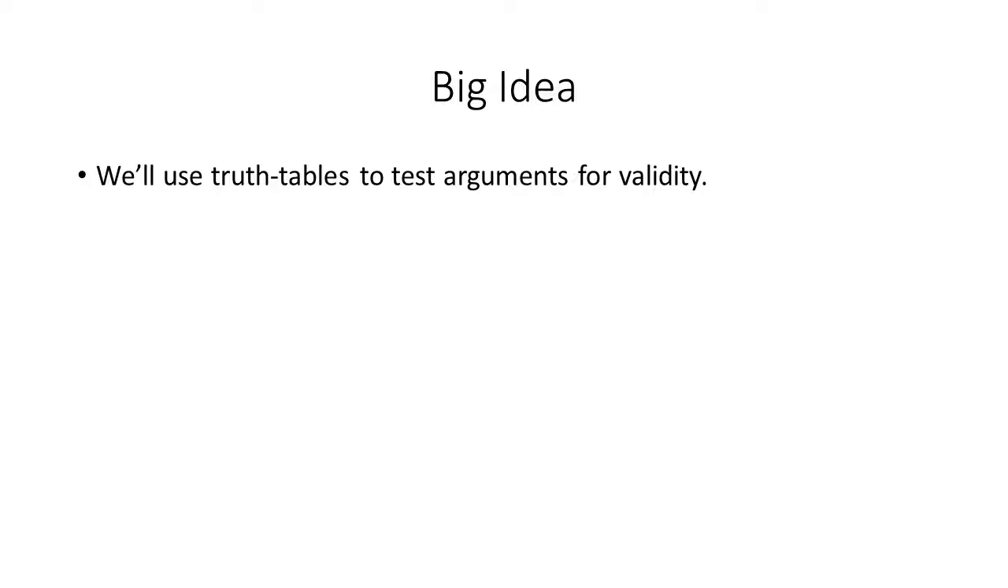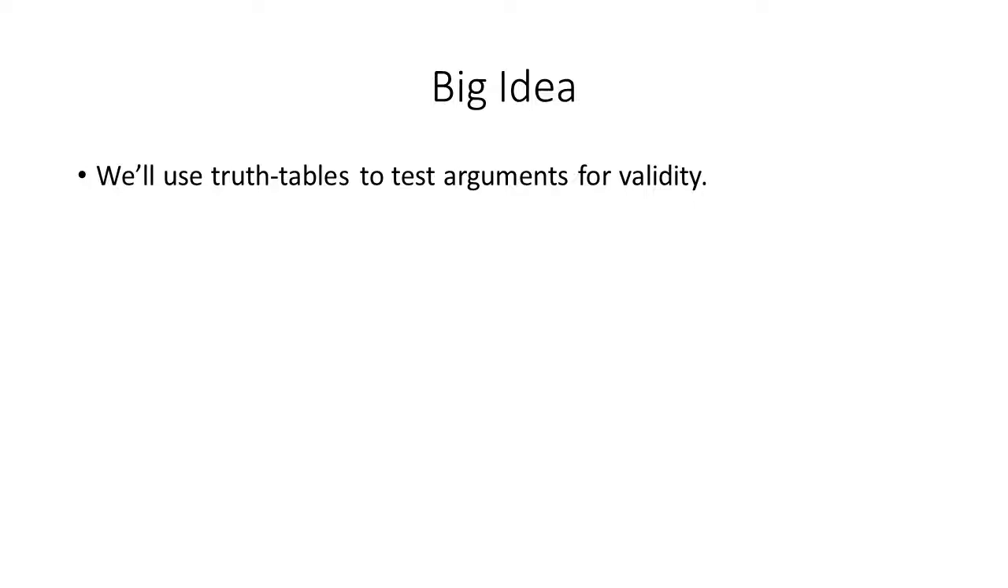All right, so here's the big idea. We're going to use truth tables to test arguments for validity. Like I said, this is mechanical in the following sense: as long as you do it correctly, you'll always be able to tell whether or not an argument is valid or invalid. So this is really new.